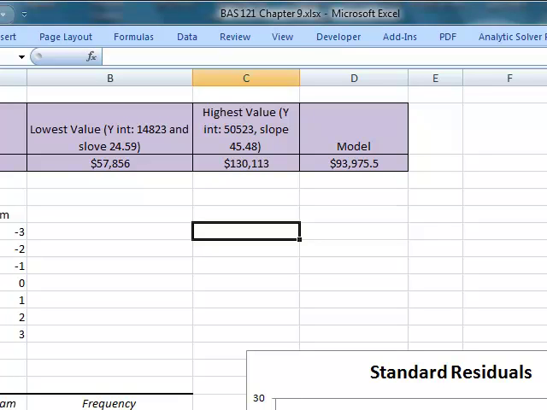Basically, how you interpret all of this regression and residual analysis that you have.